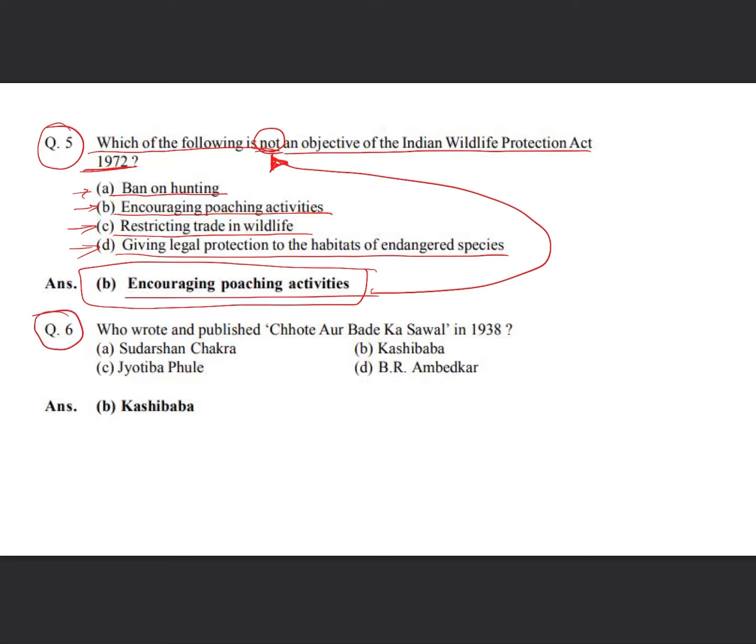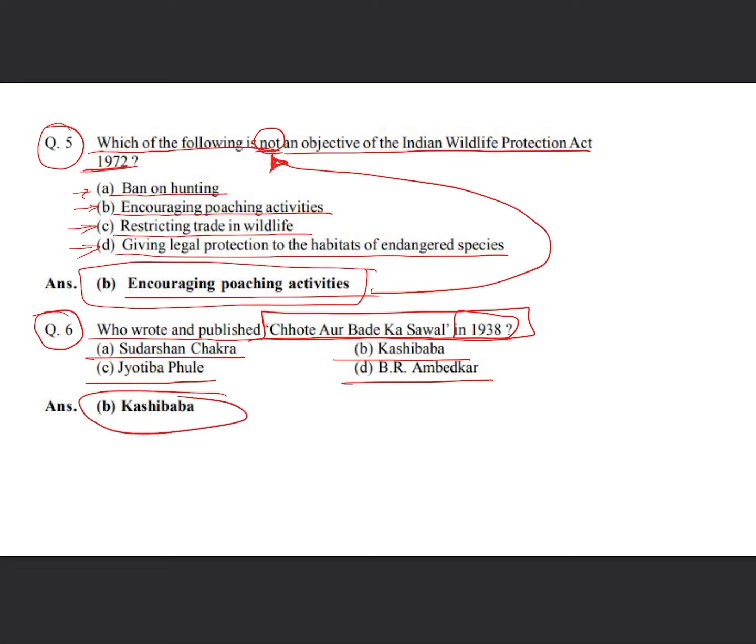Next question, question number 6. Who wrote and published Chote aur Bade Ka Sawal in 1938? Was it option A, Sudarshan Chakra? Was it option B, Kashi Baba? Was it option C, Jyotiba Phule? Or option D, Dr. B.R. Ambedkar? So, the answer is option B, Kashi Baba. Kashi Baba wrote and published Chote aur Bade Ka Sawal in 1938.